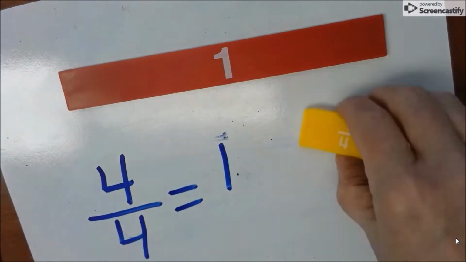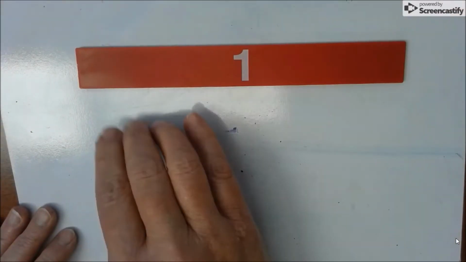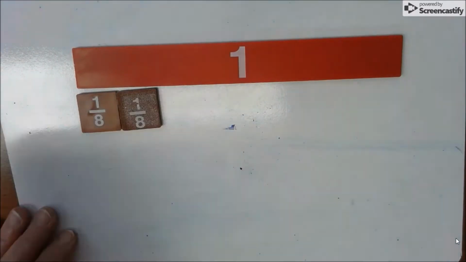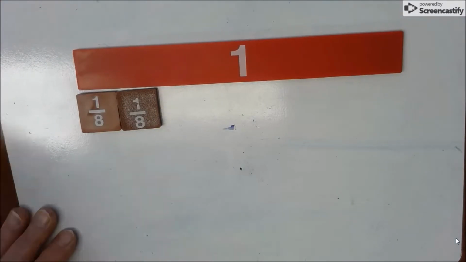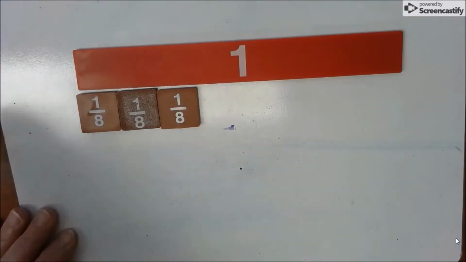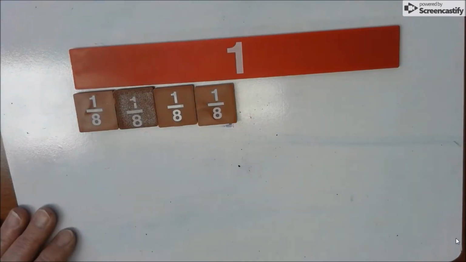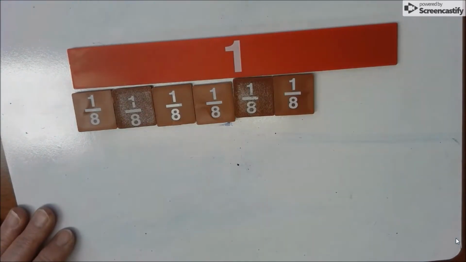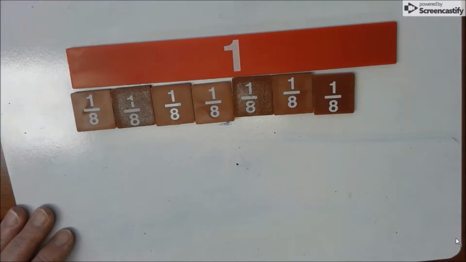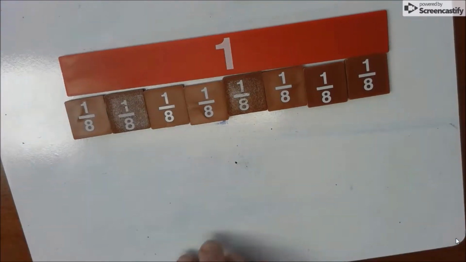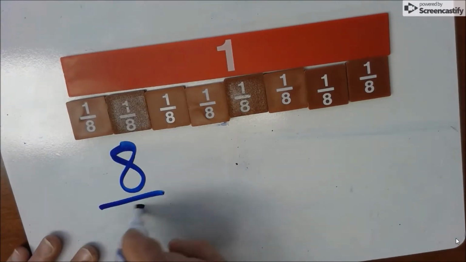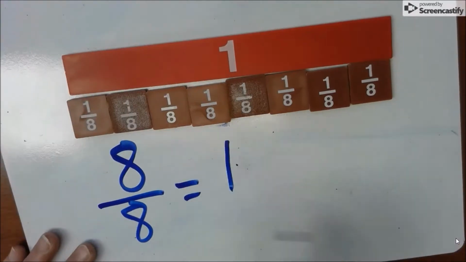Now let's see how many eighths make a whole. 1, 2, 3, 4, 5, 6, 7, 8. So by using this model, we can see that 8 eighths equals 1 whole.